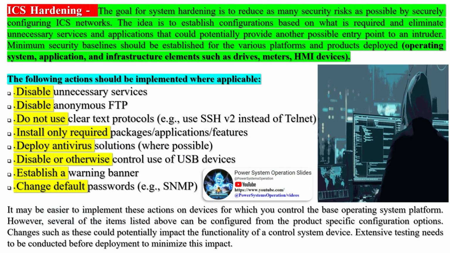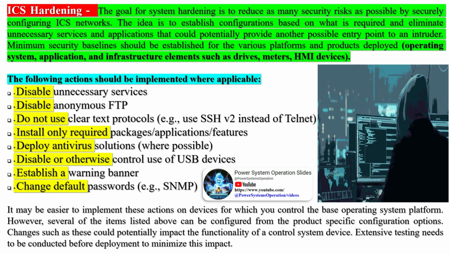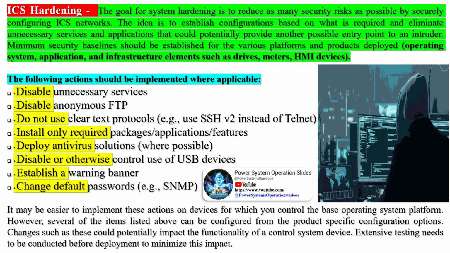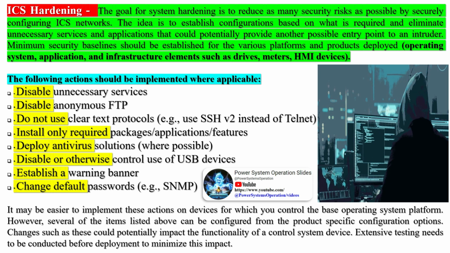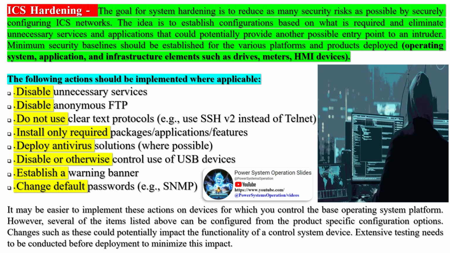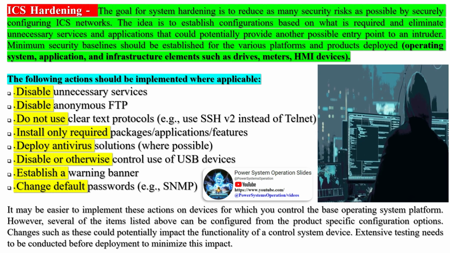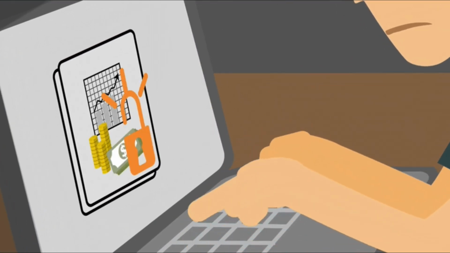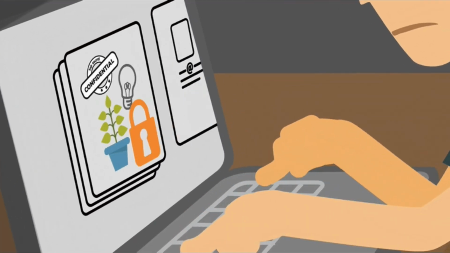ICS hardening. The goal for system hardening is to reduce as many security risks as possible by securely configuring ICS networks. The idea is to establish configurations based on what is required and eliminate unnecessary services and applications that could potentially provide another possible entry point to an intruder. Minimum security baselines should be established for the various platforms and products deployed: operating system, application, and infrastructure elements such as drives, meters, HMI devices.